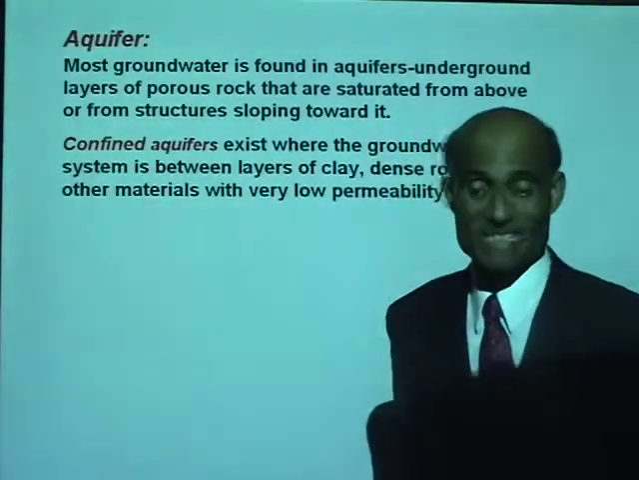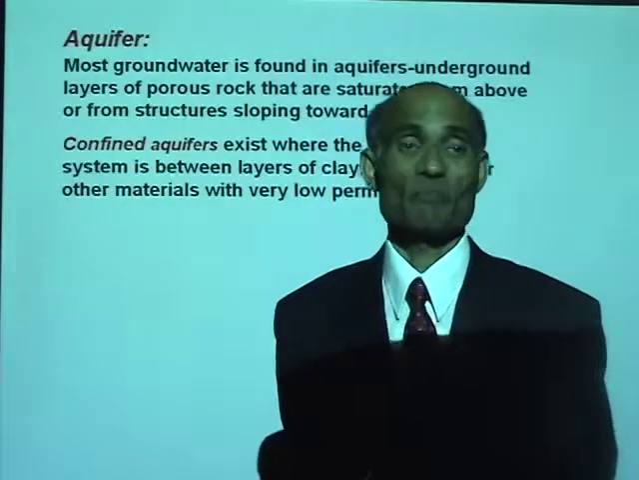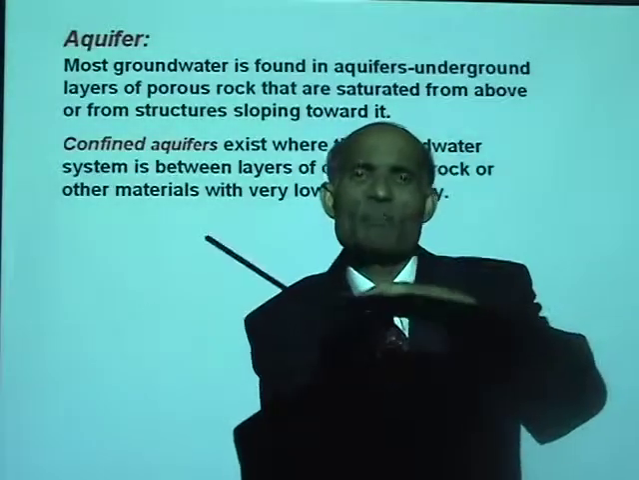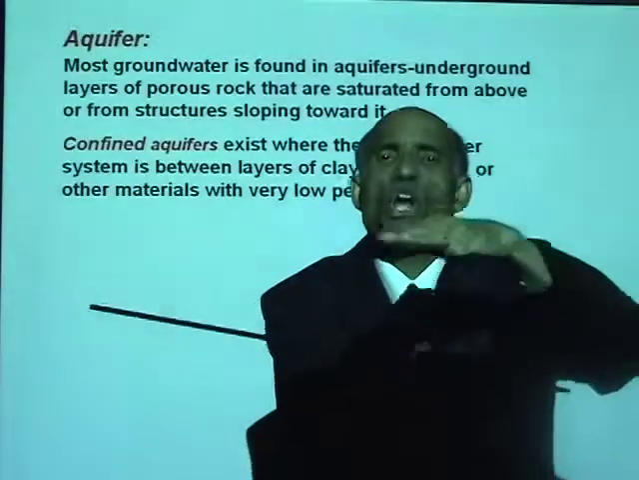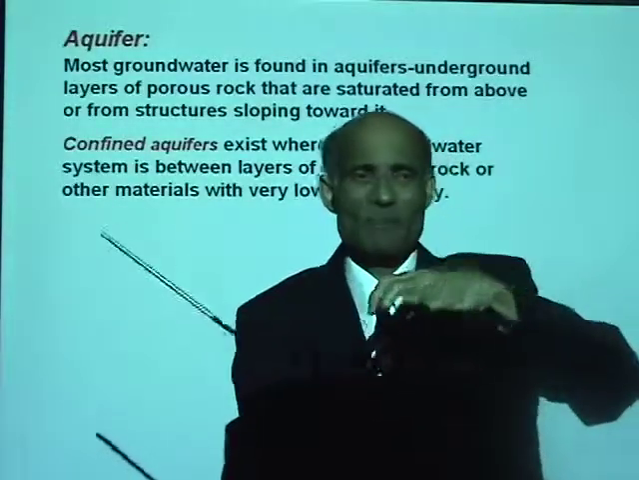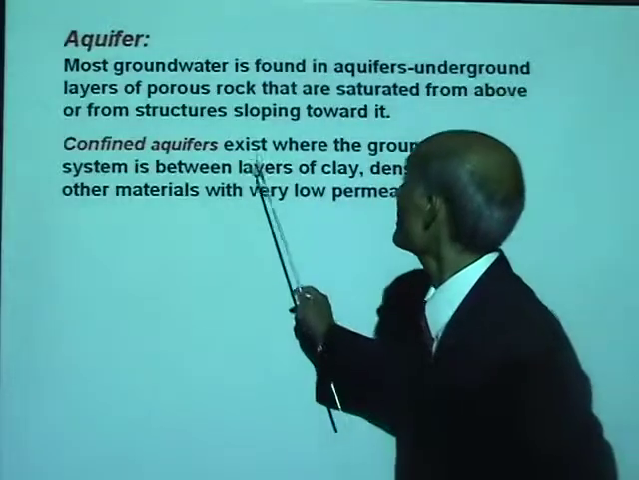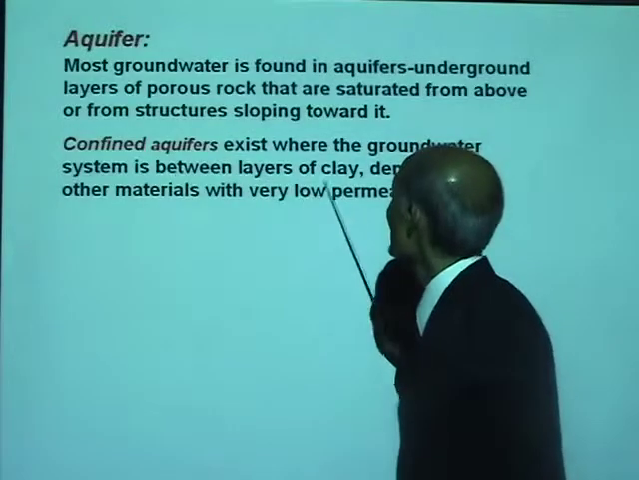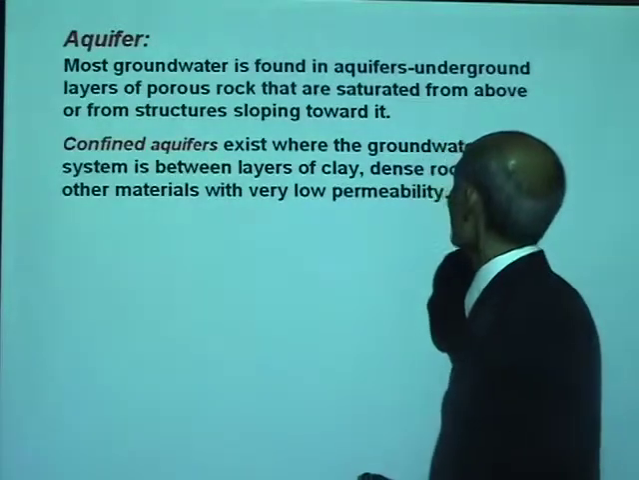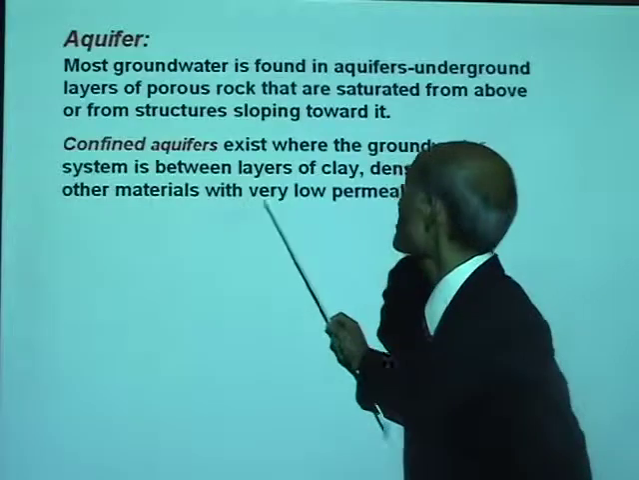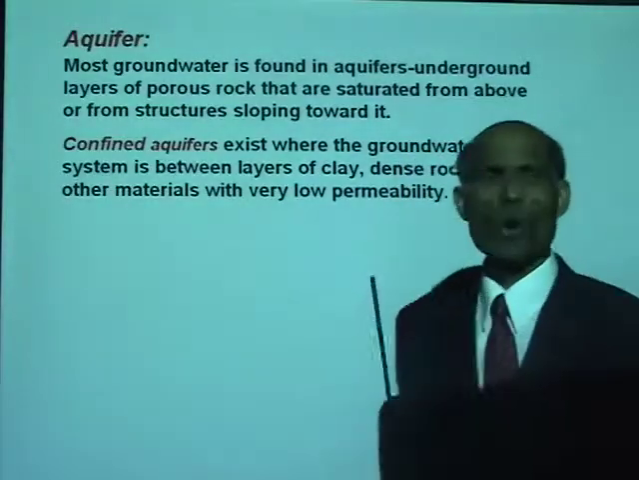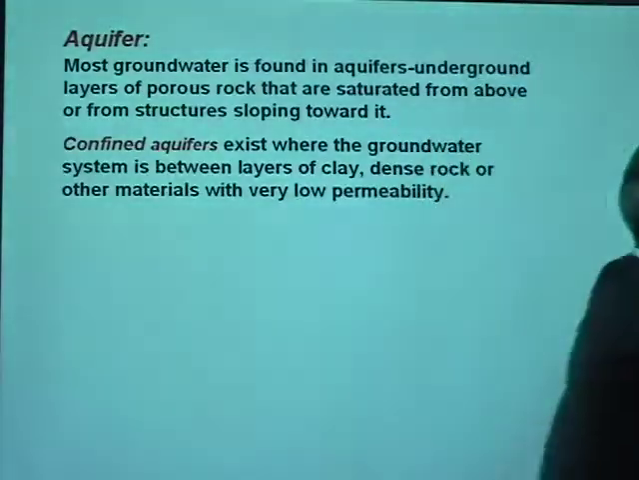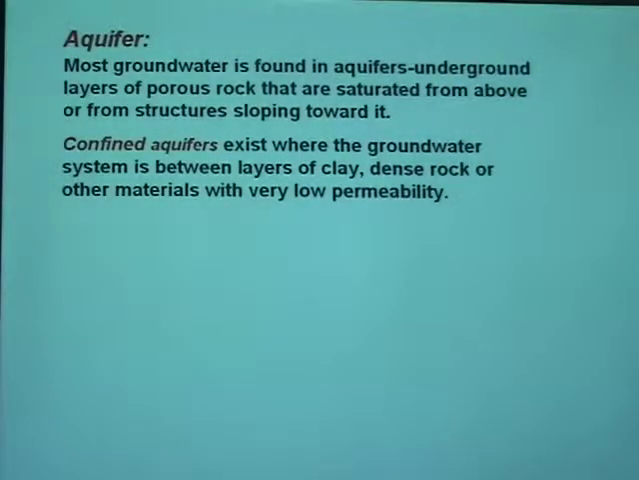Now, there are two types of aquifers. The first type is called confined. What does confined mean? Confined means it is closed by something. So confined aquifers exist where the groundwater system is between layers of clay, dense rock, or other materials with very low permeability. Now, suppose you have, let me see if I can show that to you.